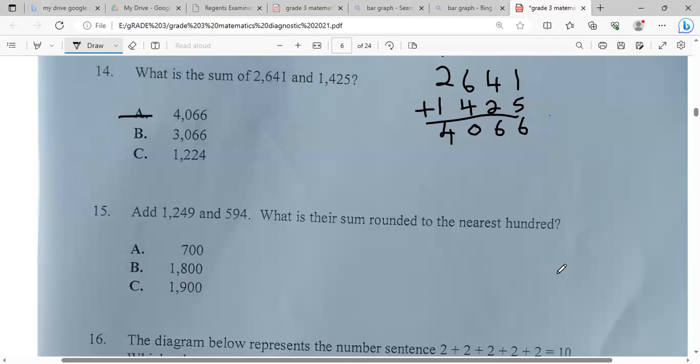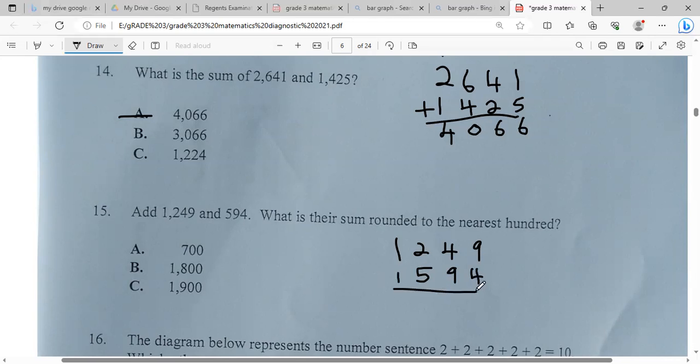All right, number 15 says add 1,249 and 594. So it's 1,249. And notice, guys, I put the hundreds under hundreds, tens under tens, and ones under ones. That's very important. All right.